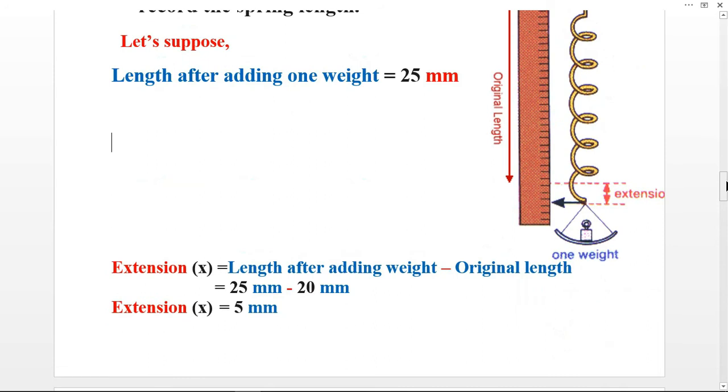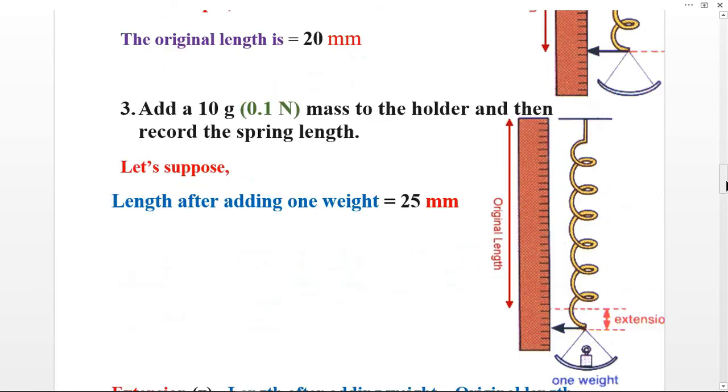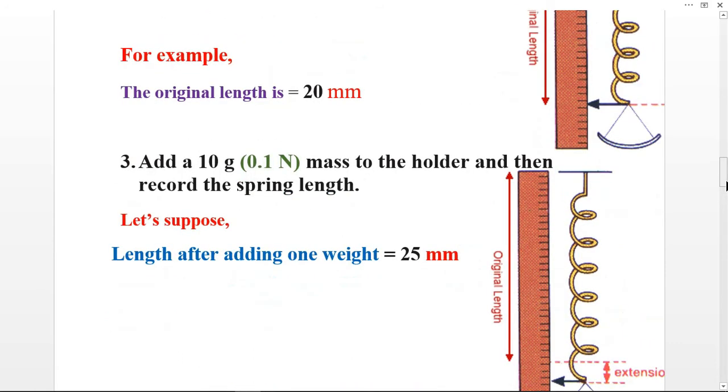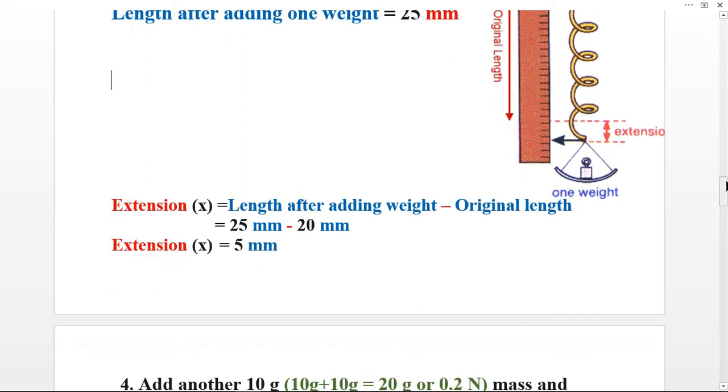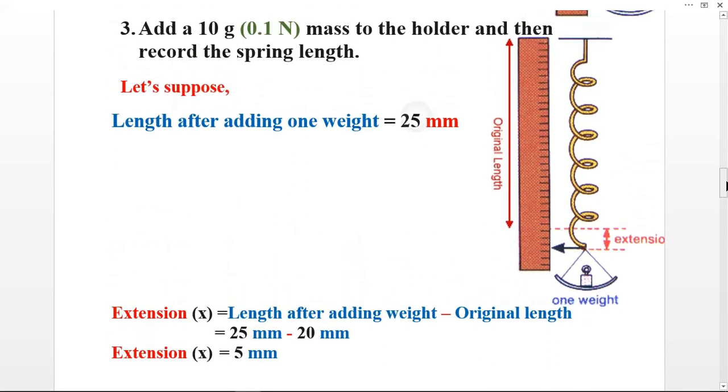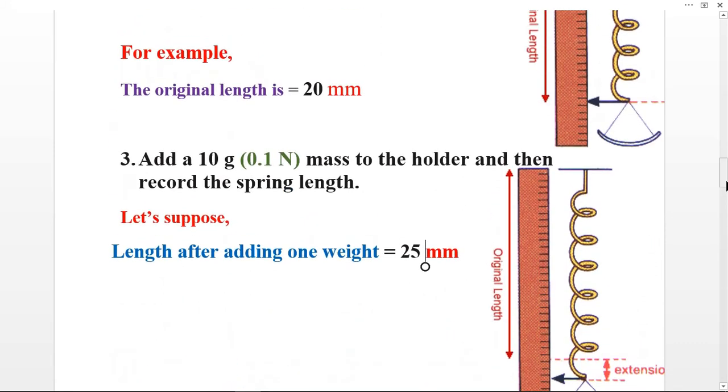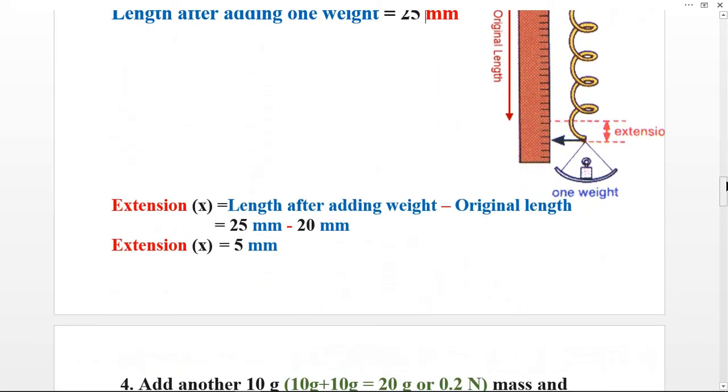Extension is equal to the length after adding the weight minus the original length. If you subtract them, what is the formula of extension? The length after adding the weight is 25 millimeter. And what was the original length? 20 millimeters. If you subtract them, what is the answer? 5 millimeter. This is the extension.